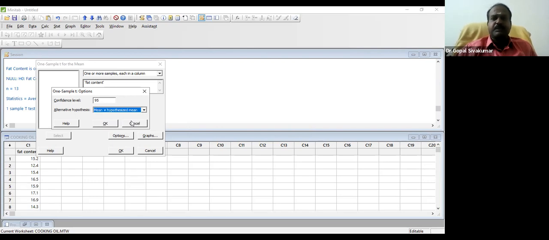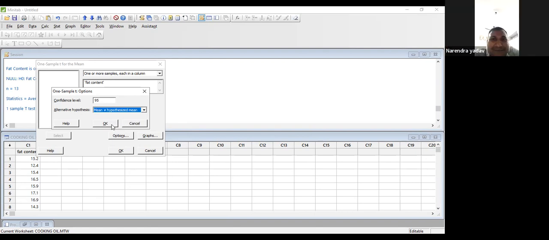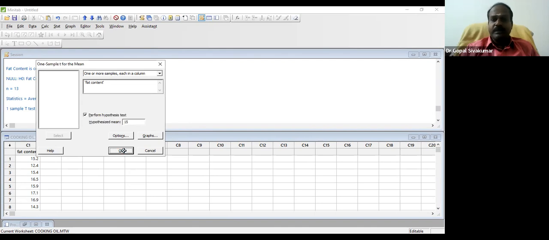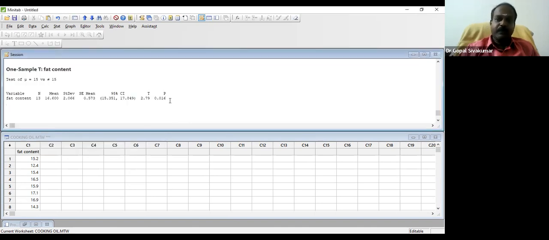The company says 15%. Above 15 is also a problem, below 15 is also a problem. Below 15 is not good for health. Above 15 is also not good for health. 15 means beyond the boundary. Right? Tolerance. Right. Now I click OK. Again I click OK. Now Minitab has done the job for me.